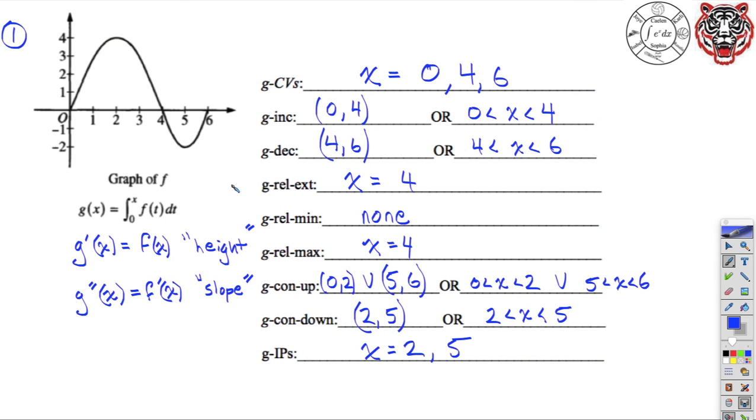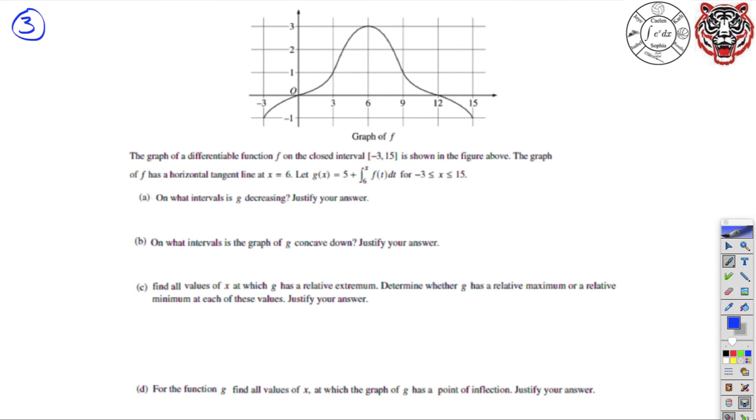We're going to skip number 2 because you probably can do that now. And let's go to number 3 on the very back. All right, so number 3. This guy can be a little bit challenging.